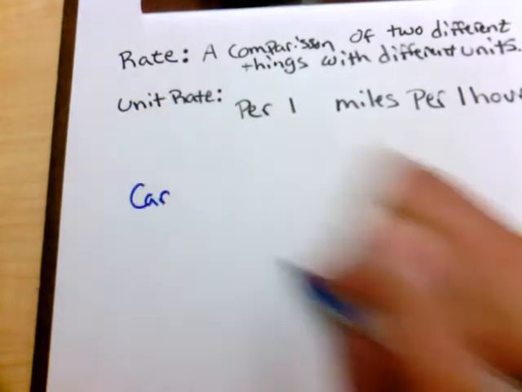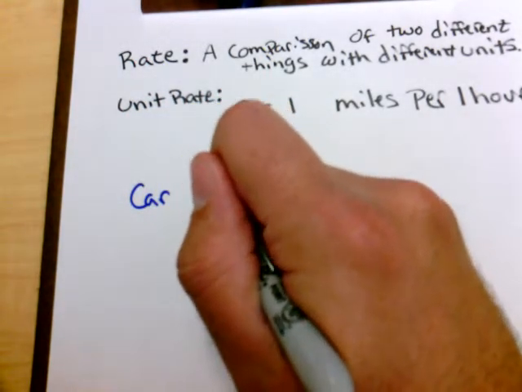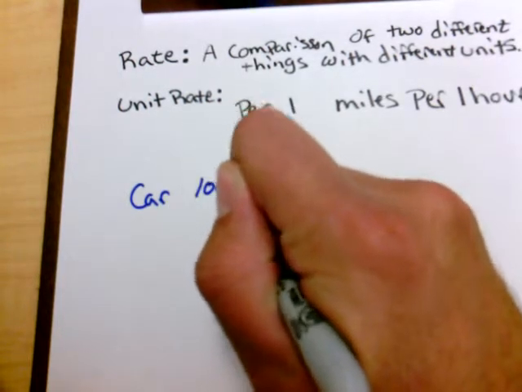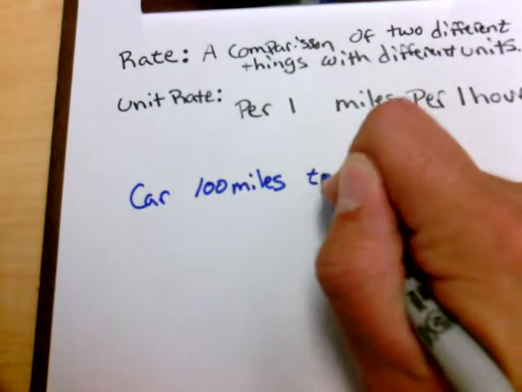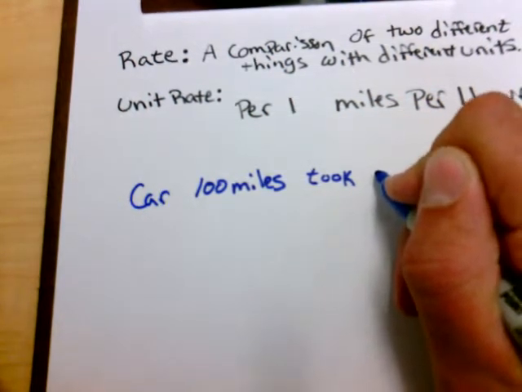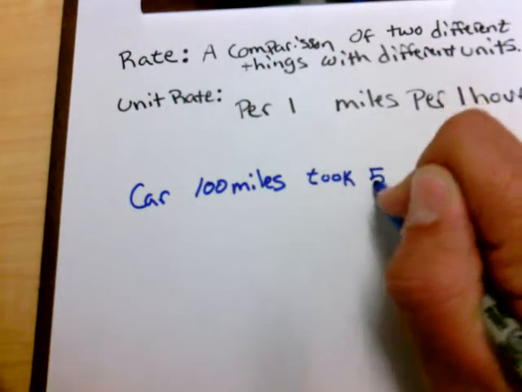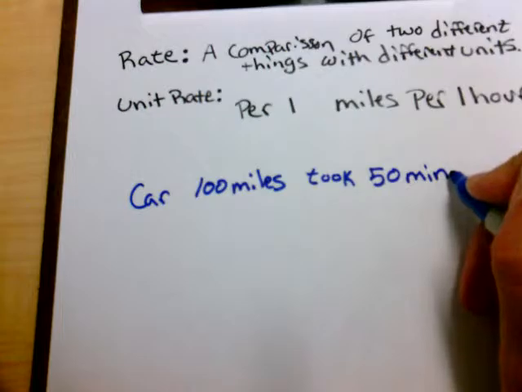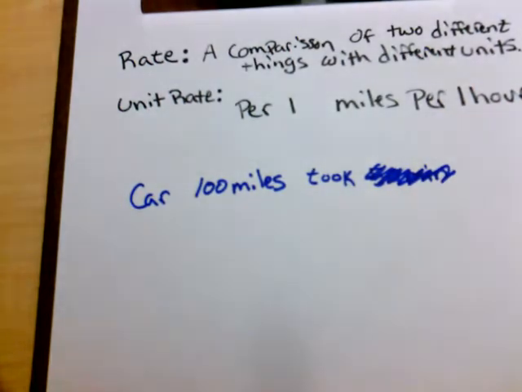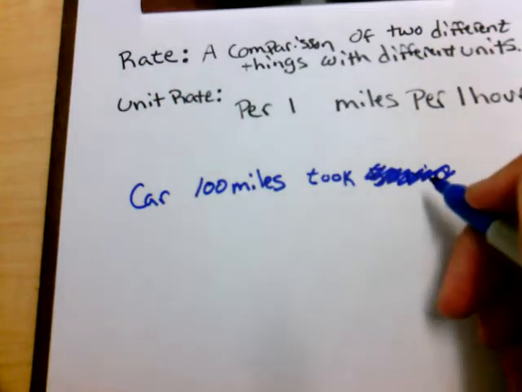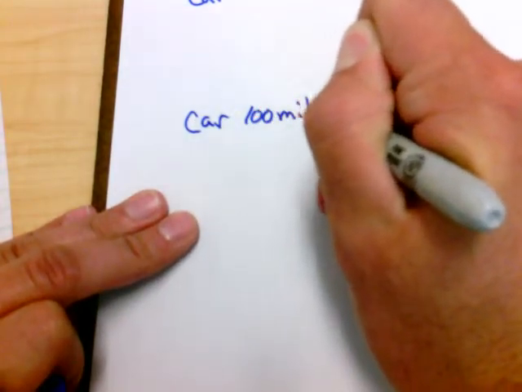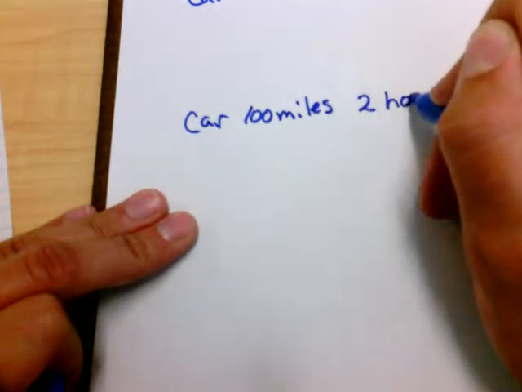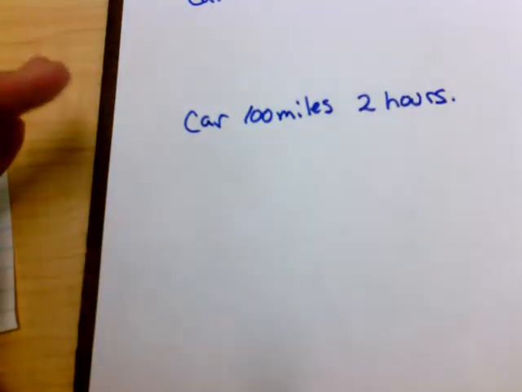So, let's say that we have a car. And this car can travel, let's say we traveled 100 miles. And in 100 miles, it took us, let's say it took us 50 minutes. No. Let's not do 50 minutes. We're in a car, and we're traveling 100 miles in 2 hours. And we want to figure out what is our unit rate.